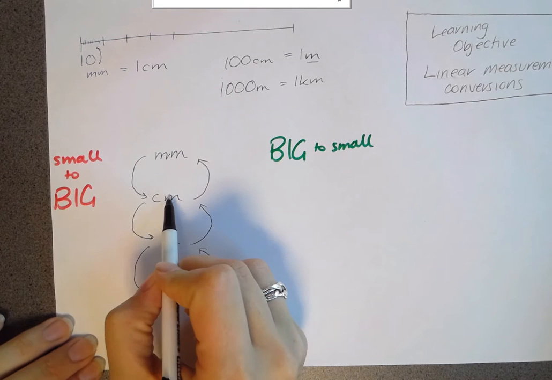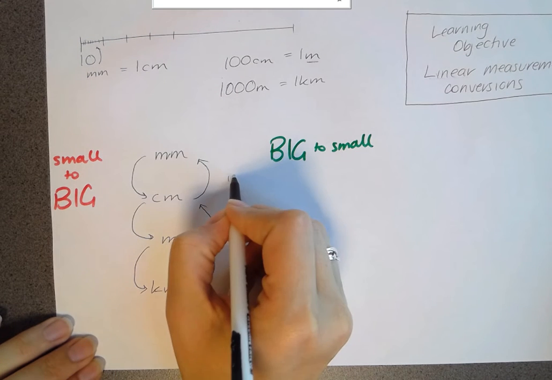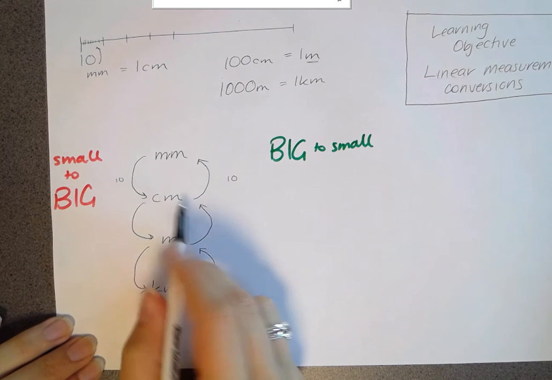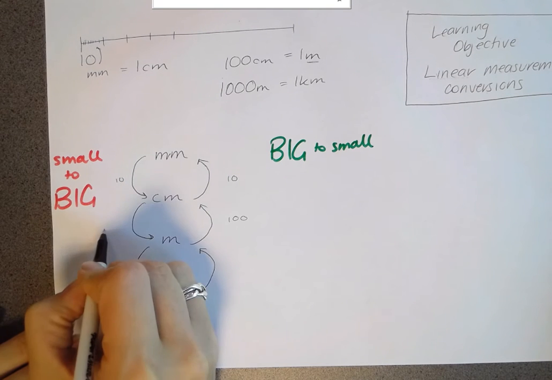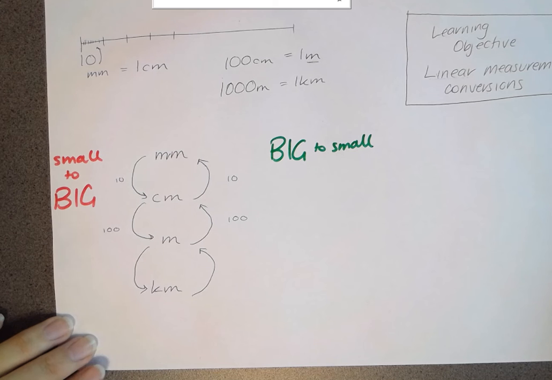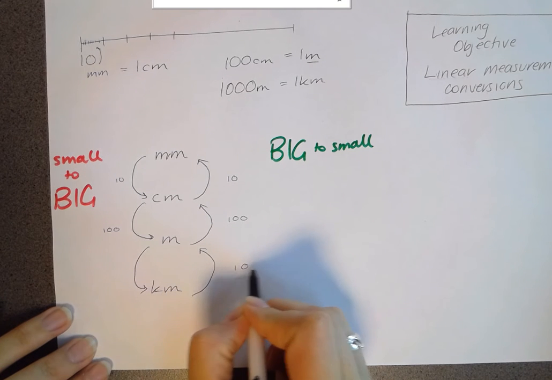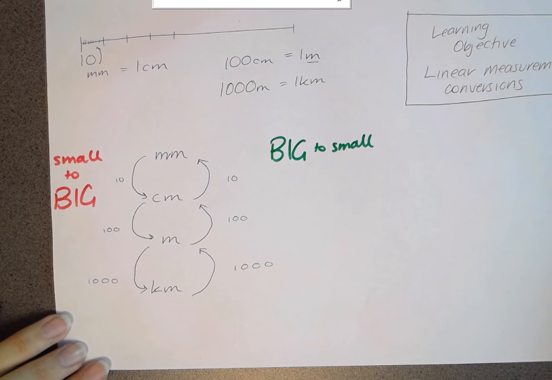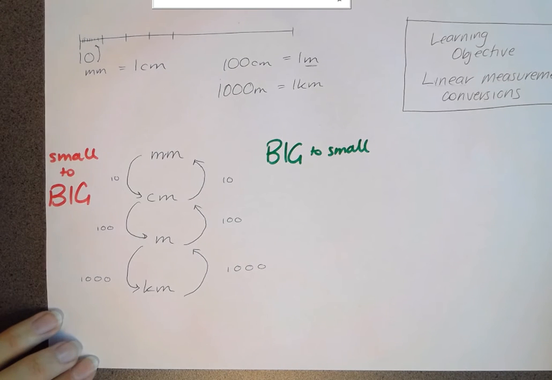In every centimetre there are 10 millimetres, so we're going to have the number 10 here. In every metre there is 100 centimetres, so we use the number 100. And in every kilometre there are 1,000 metres. So you can see that these numbers are getting bigger and bigger. But it's thinking about what operation we need to use. So operation meaning multiply or divide, things like that, to get from one to the other.